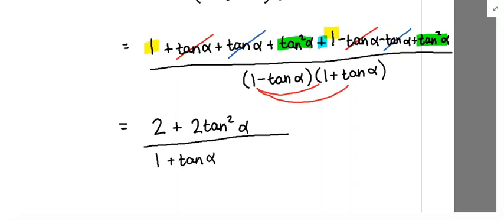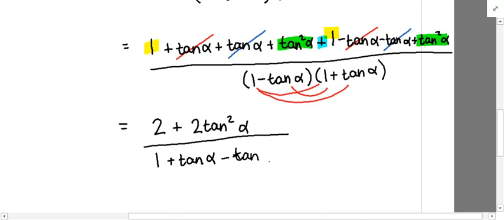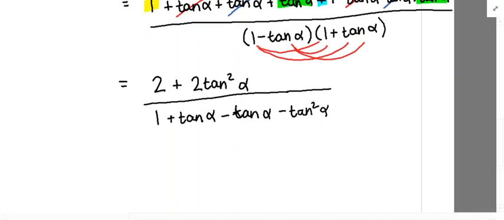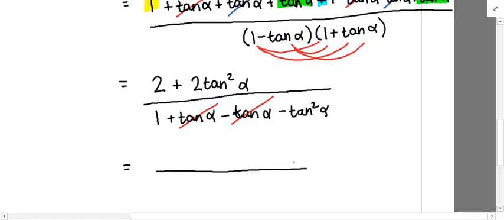And then the inner terms, negative tangent alpha times 1 is going to give us minus tangent alpha. And then the last terms, negative tangent alpha times tangent of alpha will give us minus tangent squared alpha. Okay. In the denominator, positive tangent alpha cancels with the negative tangent alpha. So we have our denominator, which is great. Once those tangents cancel, we're left with 1 minus tangent squared alpha.